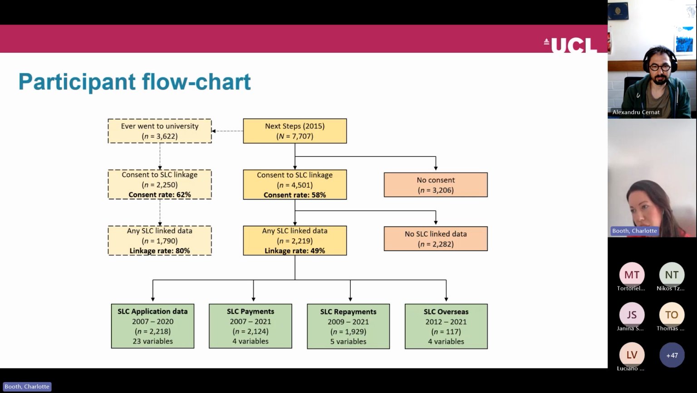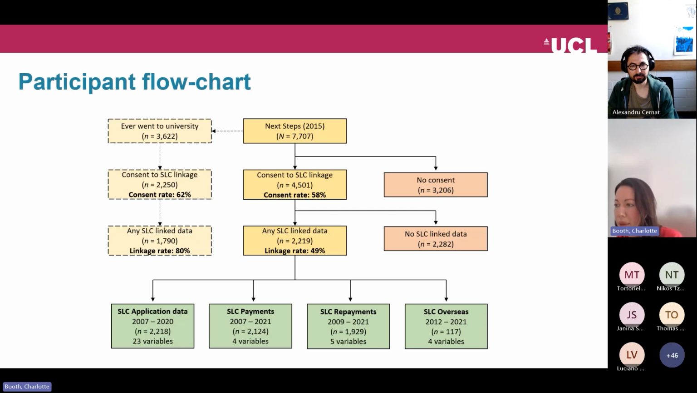These green boxes just show the different data sets that were received from the student loans company. The first is the application data set, and we have records going from 2007 to 2020. This is basically the application the student made to the student loans company. It says things about the course and university they're applying to, for example. The next data set is the payments data set. This is the amount of money and different products that were received by the student from the student loans company. So this is basically the amount of loan they receive in each year from 2007 to 2021.